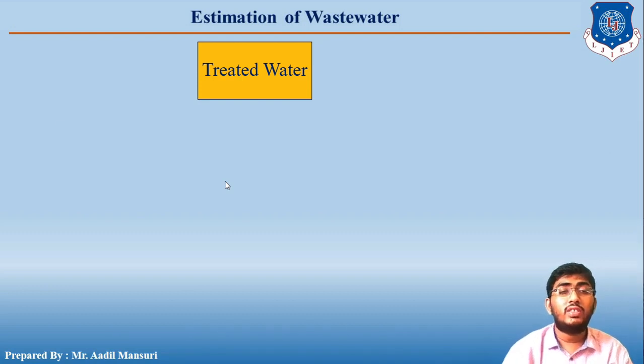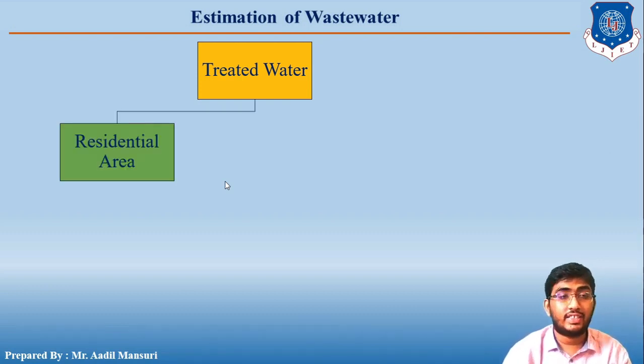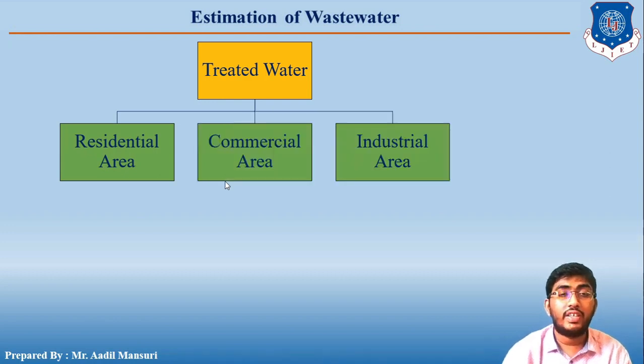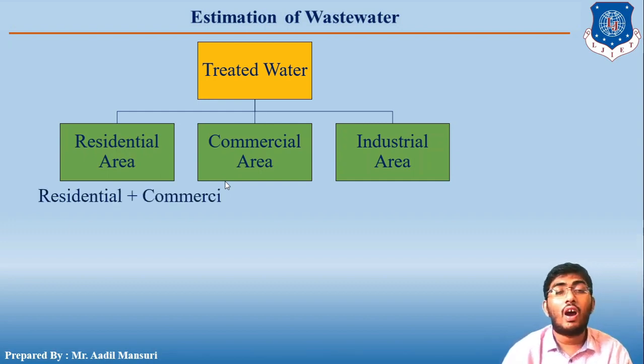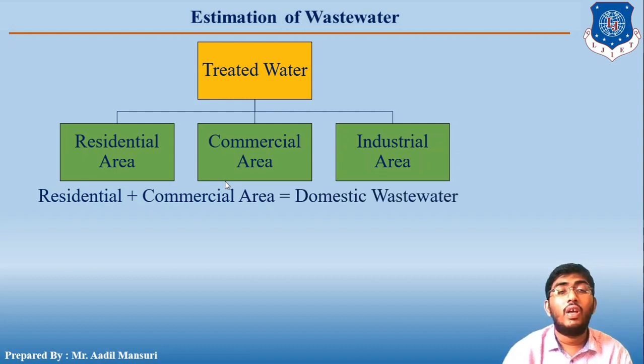Okay, so this treated water is supplied to the residential areas, then commercial areas and industrial areas. Now, when you supply the treated water to the residential, commercial and industrial areas, a fraction of the supplied water is consumed and a fraction of supplied water is generated as wastewater. So the water coming out as wastewater from residential as well as commercial areas is known as the domestic wastewater.